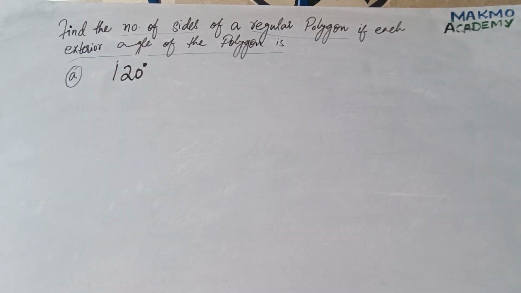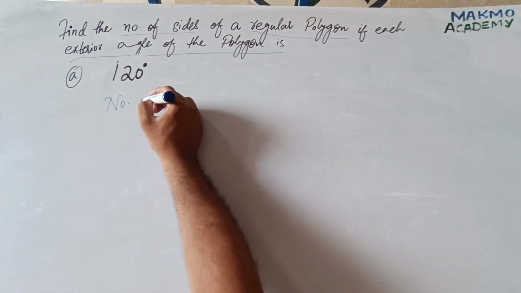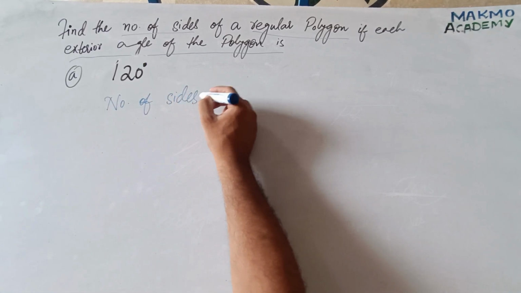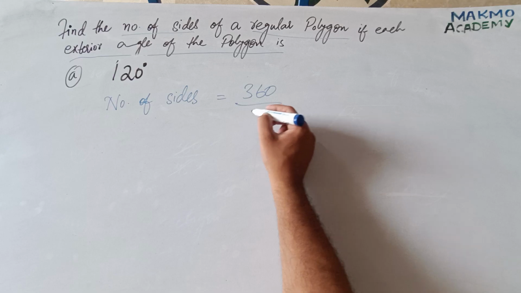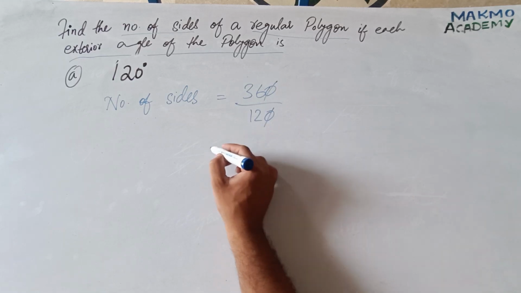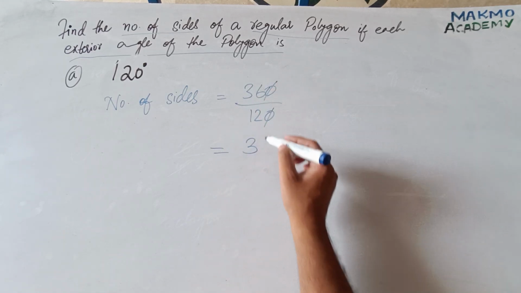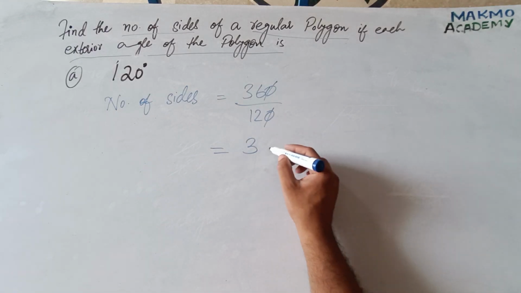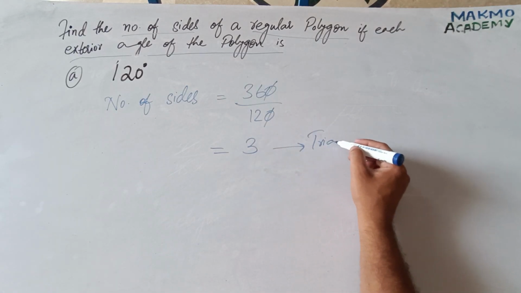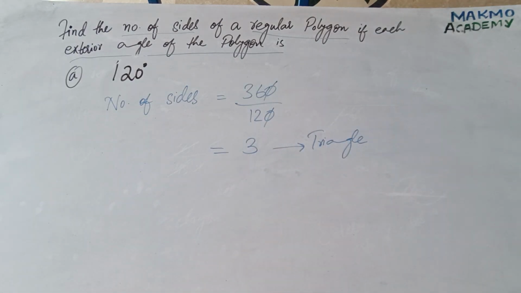Now let's take another example. If each exterior angle is equal to 120 degrees, how do we find the number of sides? Again the formula remains the same. The number of sides is equal to 360 divided by 120. So 360 divided by 120 gives us 3. 12 ones are 12, 3s are 36. So there would be 3 sides, which means it's a triangle. A triangle is also a regular polygon, a basic polygon we have already discussed in the first video.